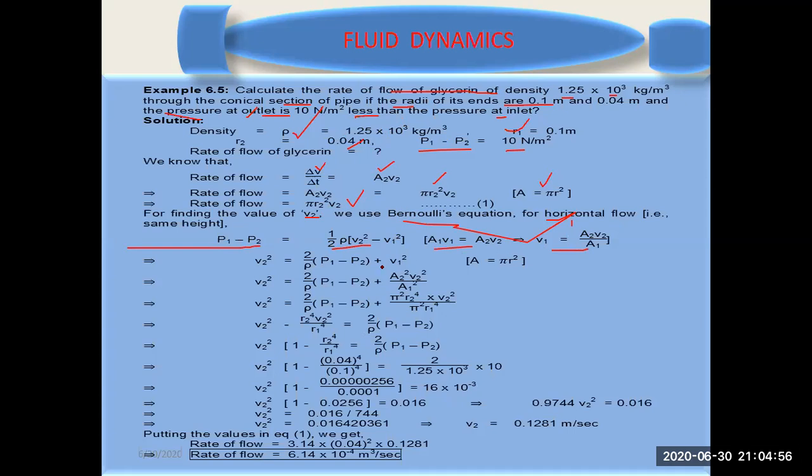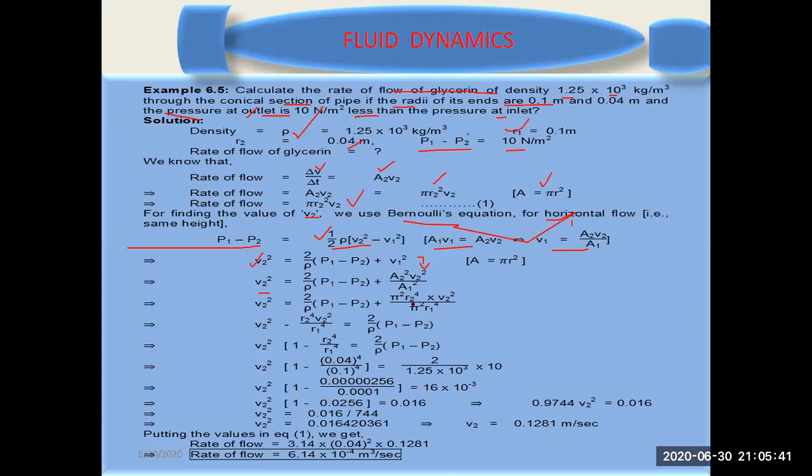After putting the values and simplifying, you have calculated V2 square. It is equal to 2 divided by rho times P1 minus P2 plus V1 square. You have done simple mathematical steps to simplify it. And after simplification, you are calculating V2 square. You have placed the value of V2 here. After putting the value of V2, you have calculated V2 square, sorry, V1. After putting the value of V1, you have calculated V2 here.